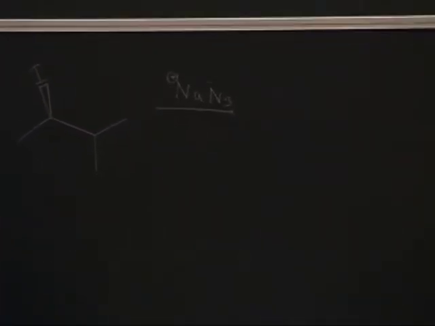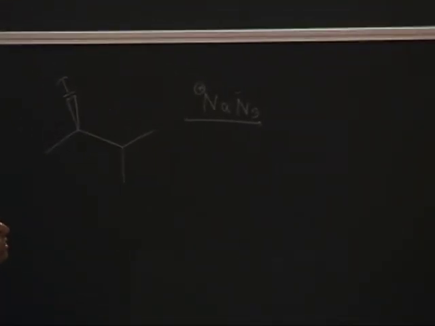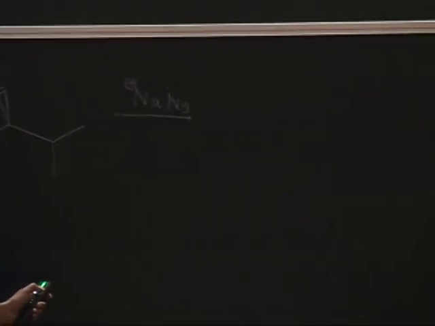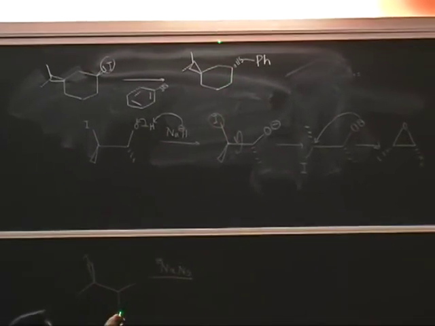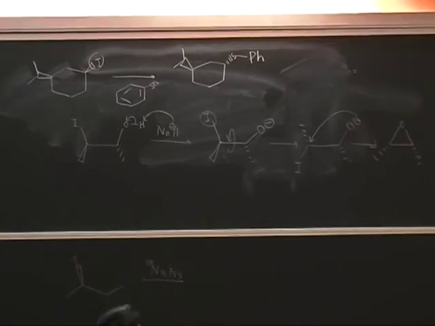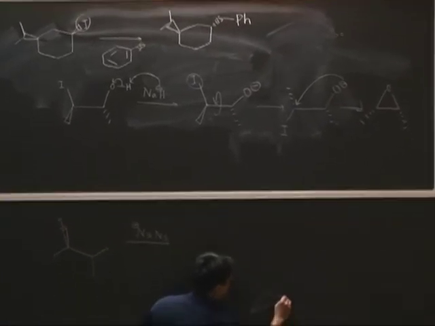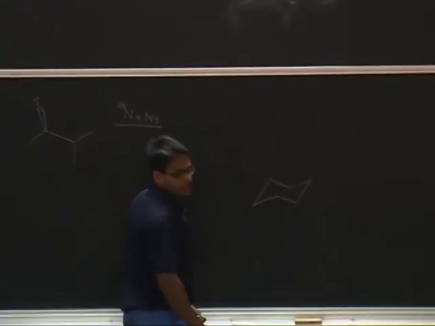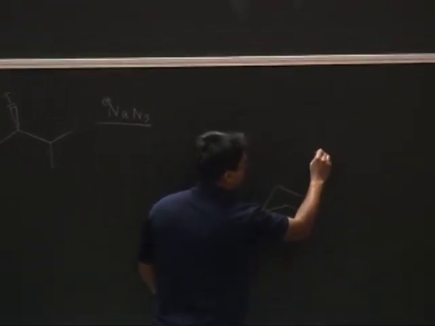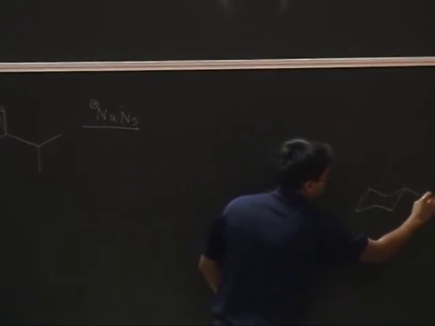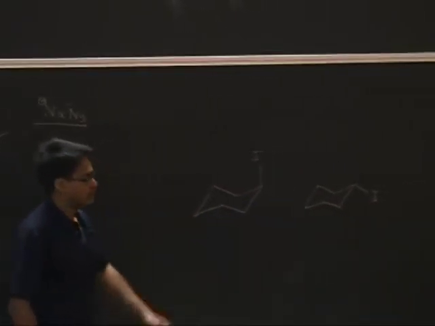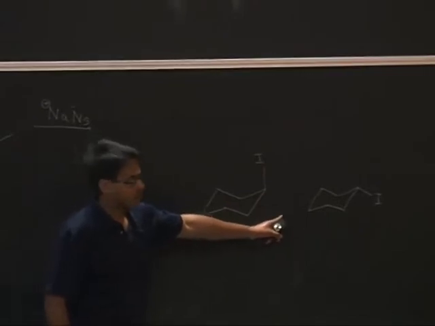Since it's a ring, wouldn't that hinder from attacking the backside? Up there, the other one. Oh, and that one? Yeah. No, it will not. That's the cyclohexane, right? No matter how I put it, this or like this, how would you say it's hindered? It always has an exposed backside, right?